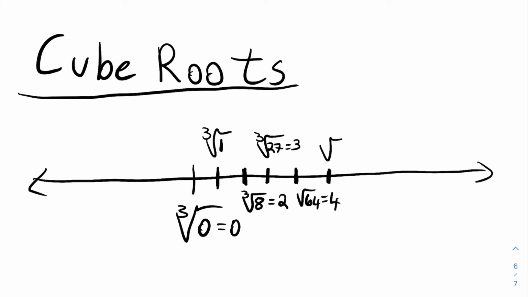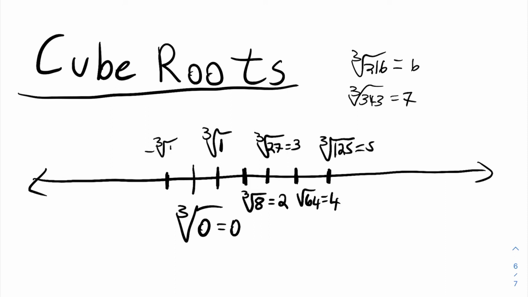And the cube root of 125, that's 5, right? We know a few more, but I won't put them on the number line. The cube root of 216 is 6. The cube root of 343 is 7. We can go on with that list. And then we also know about the negative ones, like the negative cube root of 1 is negative 1. Negative cube root of 8 is negative 2, and so forth.